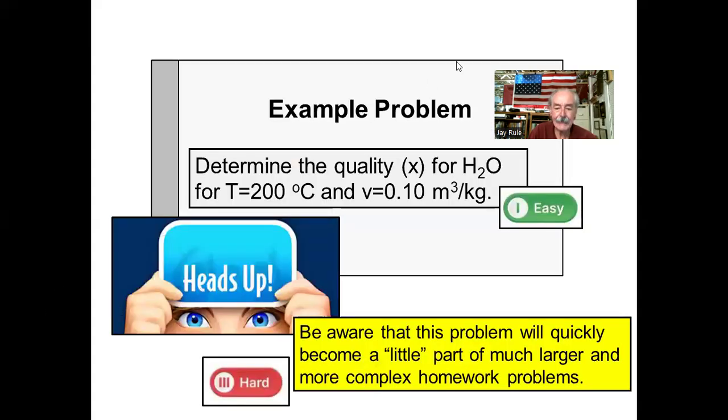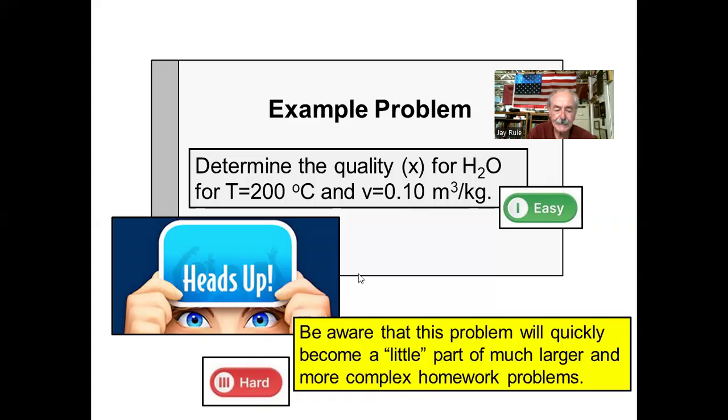Okay, now for an example problem. We're going to work out an easy numerical example problem. I'll try to chase you to some other videos, I think. But here's an example problem, and a heads up. We want to determine the quality X for H2O, water, when the temperature of the mixture is 200 degrees C and the specific volume is 0.1 cubic meters per kilogram.